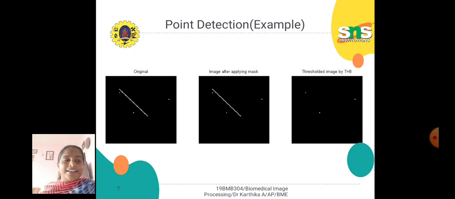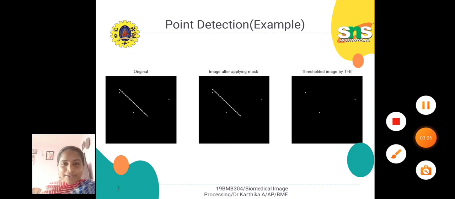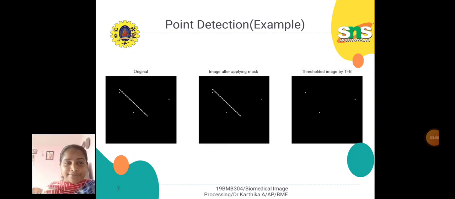See here the diagram, it shows the point detection example. Here we have the original image, the image after applying the mask, and the thresholded image with T equal to 8. This is used to detect the points. See the final output image: in that image we have 3 detected points.